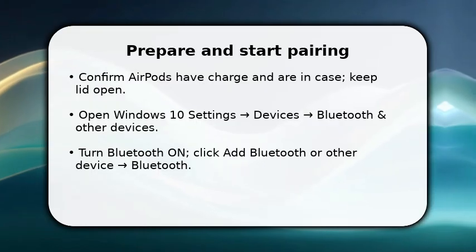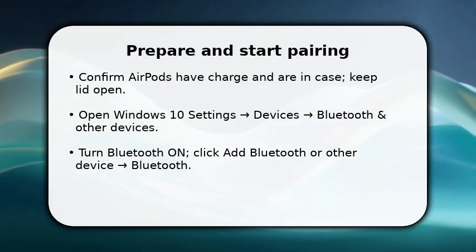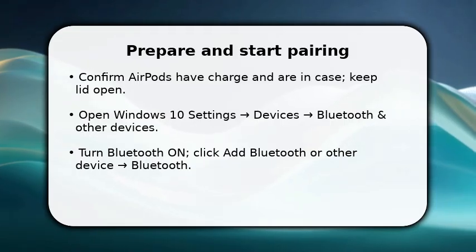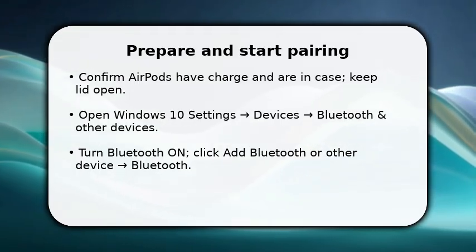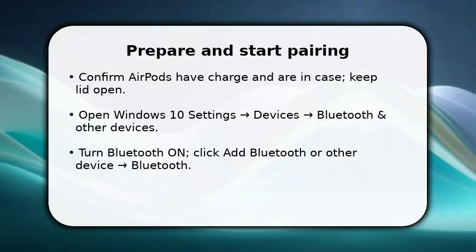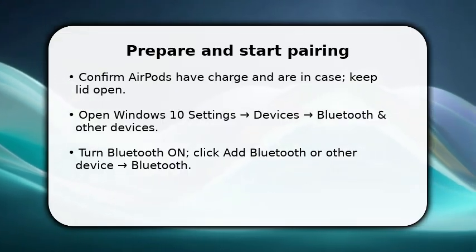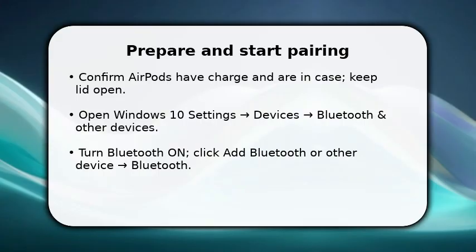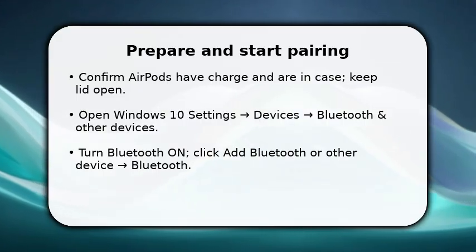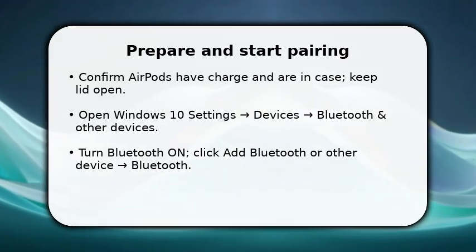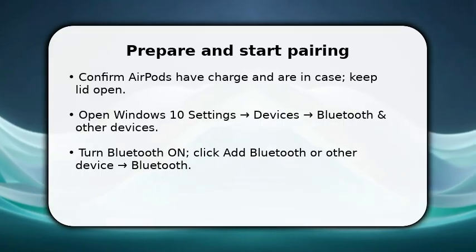On Windows, open Settings, go to Devices, then Bluetooth and other devices. Turn Bluetooth on if it is off, then click Add Bluetooth or other device and choose Bluetooth. This starts scanning. Once done, the PC looks for nearby accessories, so make sure the AirPods case is close and the status light is blinking to indicate pairing mode.